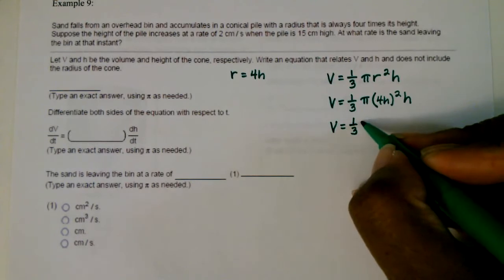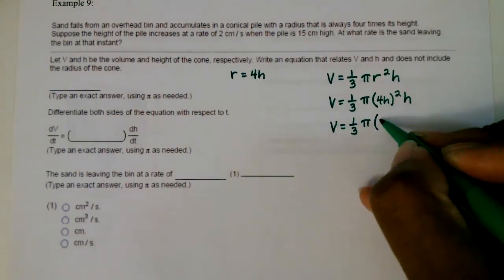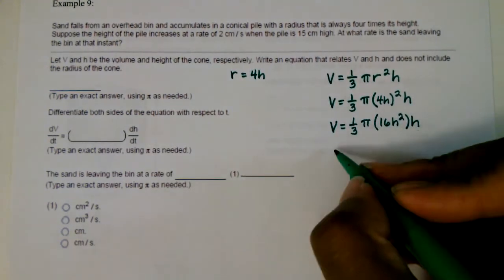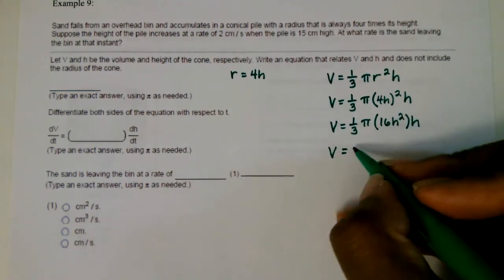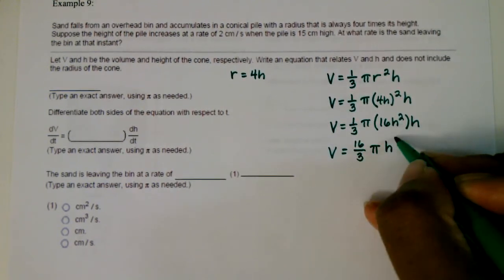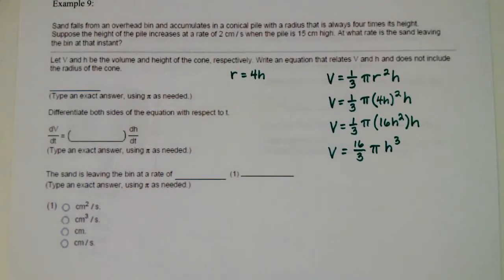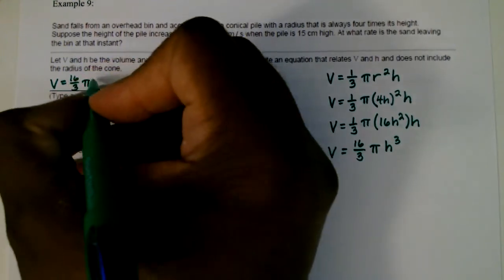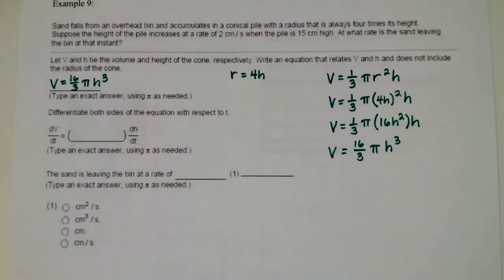Now let's simplify this a bit. 1/3 pi times 4 squared would be 16, h squared times the h. Well, if I do 1/3 times 16, that's 16/3 times pi. h squared times h would be h cubed. So the volume in terms of just h and not including the radius of that cone will be this. V is equal to 16/3 pi times h cubed. Volume is equal to 16/3 pi times h cubed.